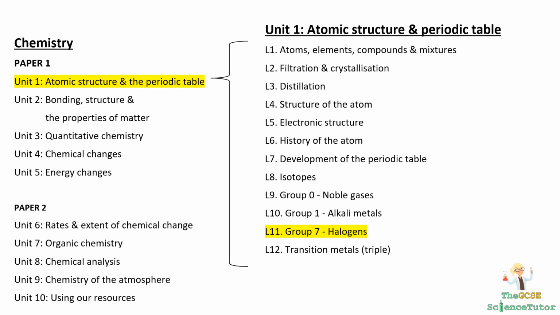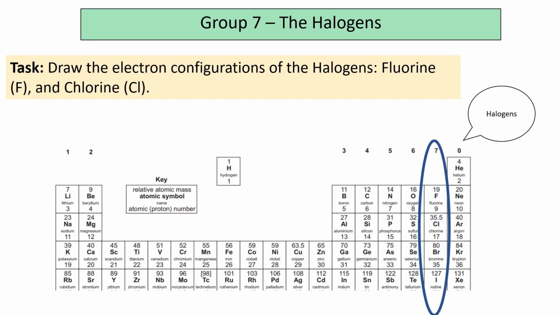Today we're looking at Lesson 11, Group 7, the halogens. The Group 7 halogens consist of fluorine, chlorine, bromine, iodine and astatine. Your first task is to draw the electron configurations of the first two, fluorine and chlorine. Pause the video now and I'll go through the answers on the next slide.